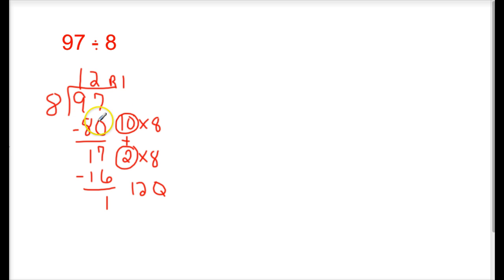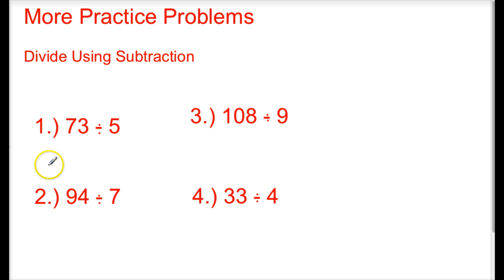Instead of taking out 8 one at a time, saying 97 minus 8, minus 8, minus 8, remember, I don't need to do that. I take out chunks or groups of 8 and make this more efficient. So go ahead and go back to these problems and practice them in your journal.